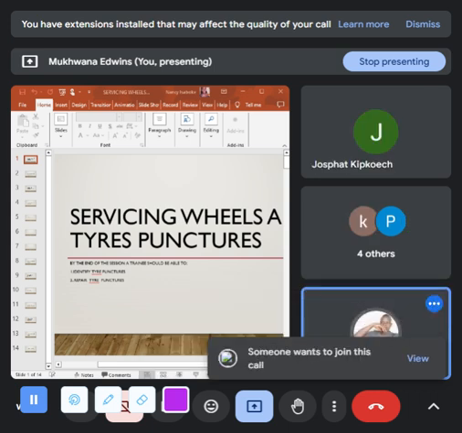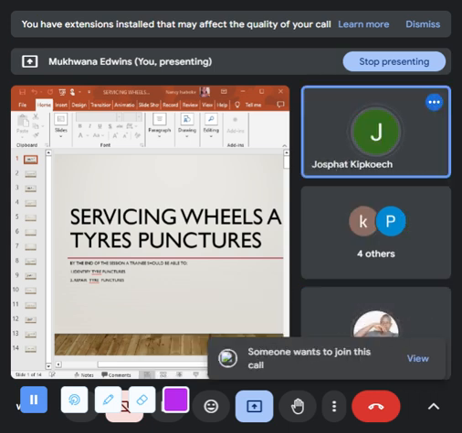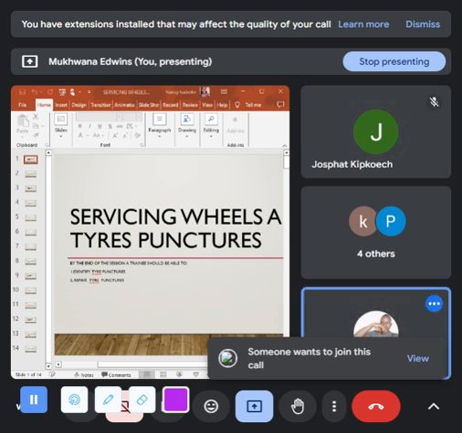Ngeno, are you in class? It provides traction and grip on the road. Yes, what else? Ngeno? Yes, I believe that is what we talked about in our previous session.